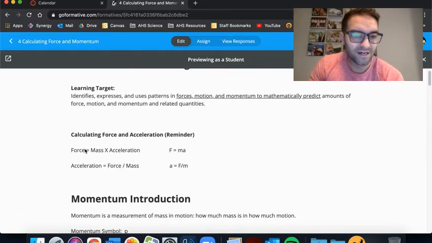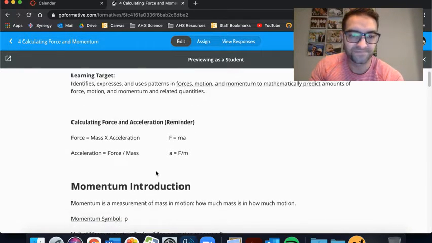So, I've included here a couple reminders. Okay, we've seen these equations before. Force equals mass times acceleration can be written like this as well. And if you were to rewrite that, you can solve for acceleration if you know the force and the mass. So force divided by mass.